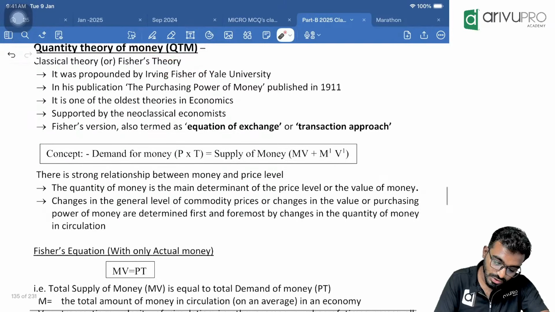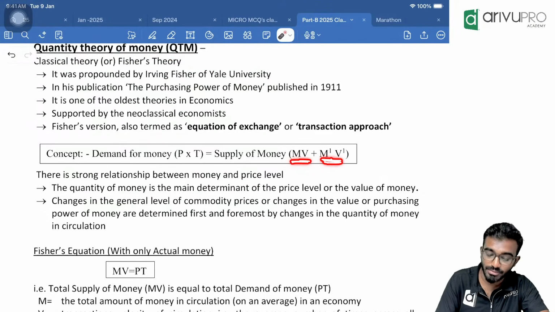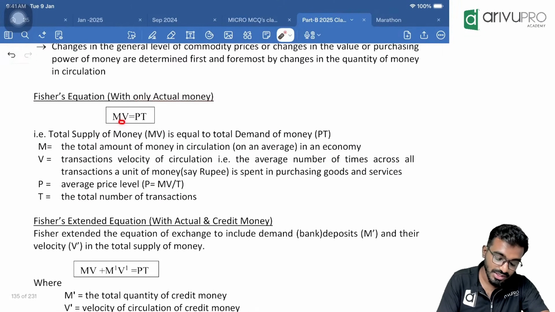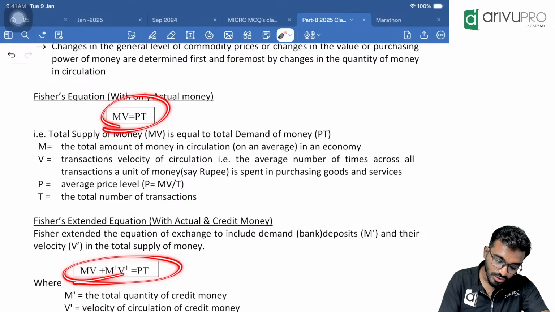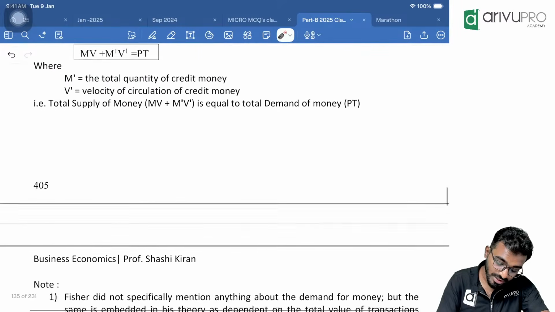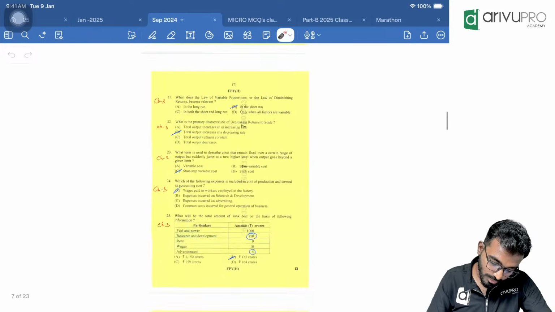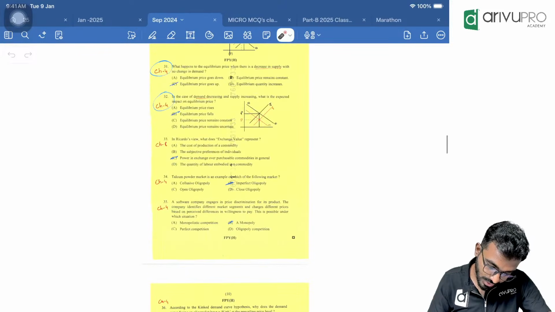See, MV is equals to PT. Later actual money, credit money, both put together: MV plus M dash V dash is equals to PT. And with respect to just actual money, MV is equals to PT. Clear? So this is the theory. You need to understand this formula. They may also give you numerical problems from this area. Let me show one of the numerical problems, how exactly the questions are going to come.